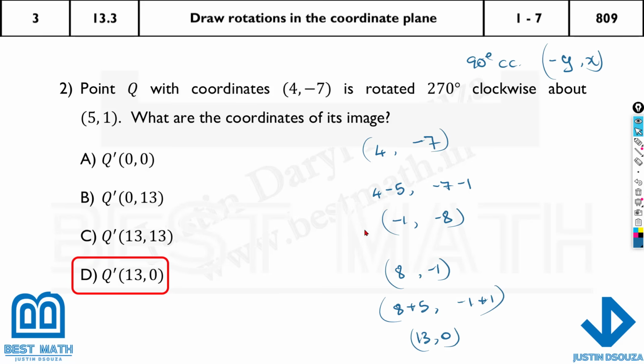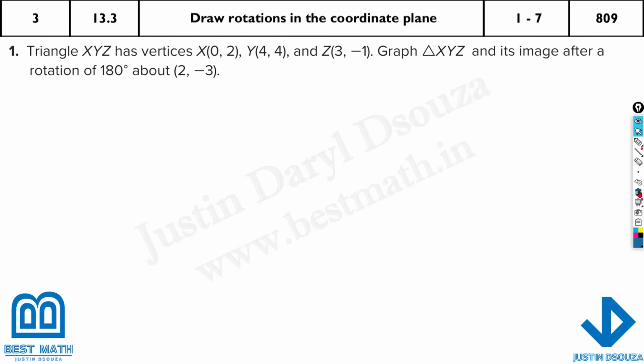Hope this is clear. So clockwise or counterclockwise, you need to take counterclockwise itself. Generally, if they have not mentioned anything, if they have just told you to rotate it about a point, you directly take it as counterclockwise. But 180-degree clockwise or counterclockwise is the same points. It doesn't matter. But generally, they'll give you counterclockwise. But make sure you read the question properly.